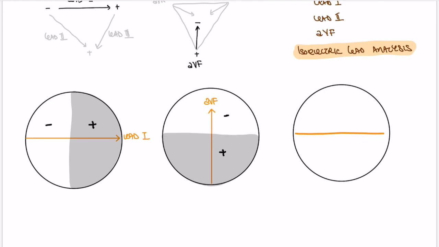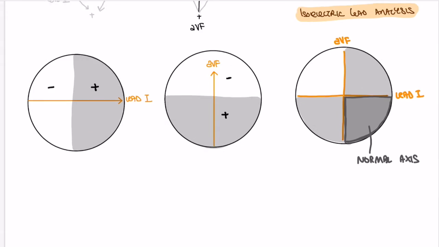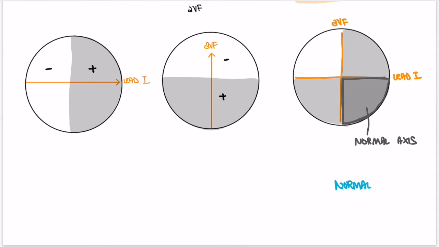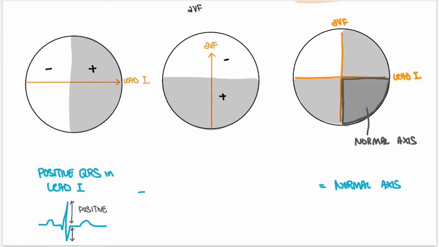Now, if we combine these two, we create 4 quadrants and overlap in the lower right. This lower right quadrant is known as the normal axis. So in order to get a normal axis of the QRS complex, in lead 1, you would need a positive QRS. Positive as in the overall deflection between the R wave and the S wave is predominantly upward. Plus, you would also need a positive QRS in the AVF lead.